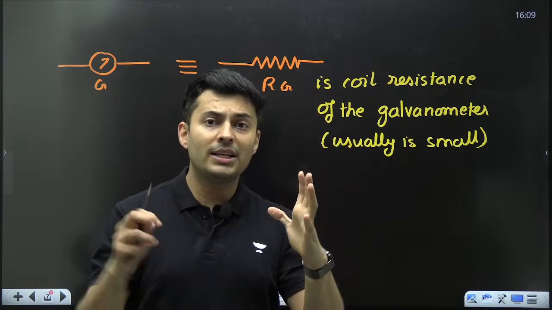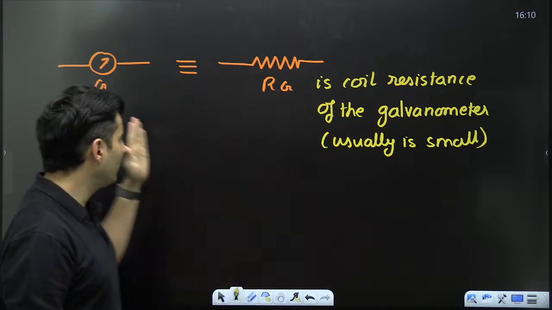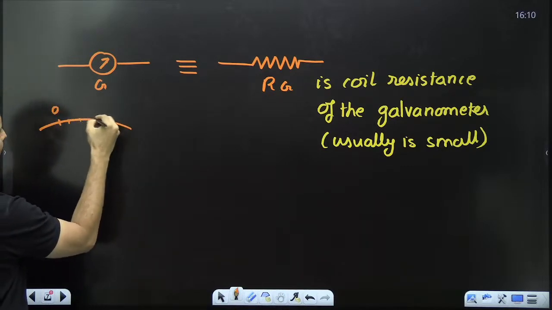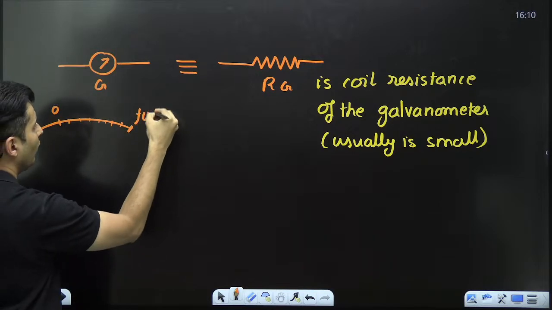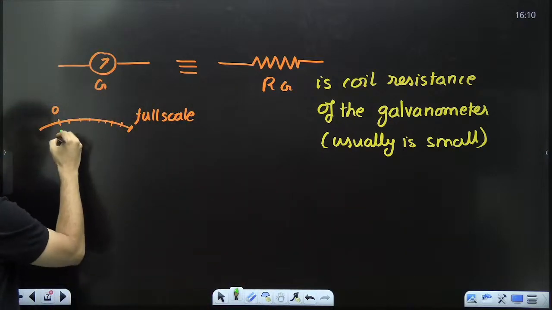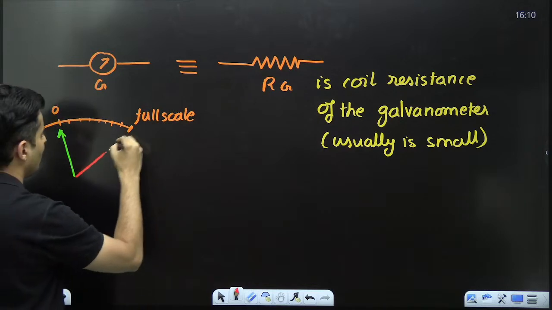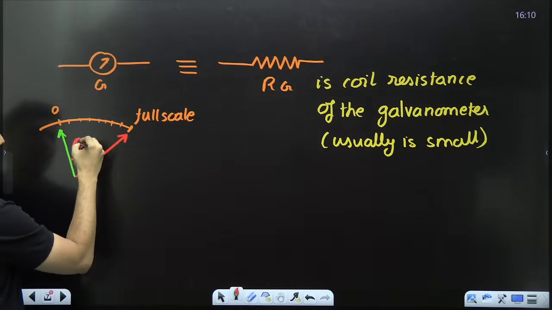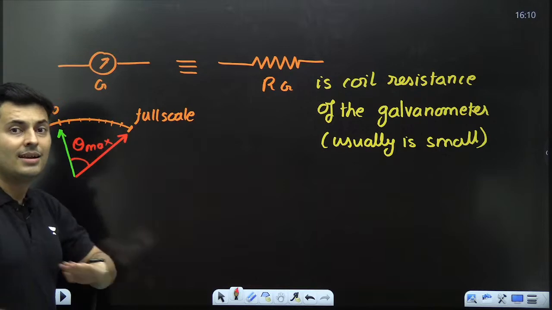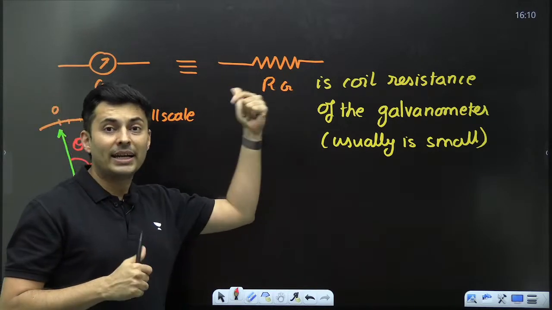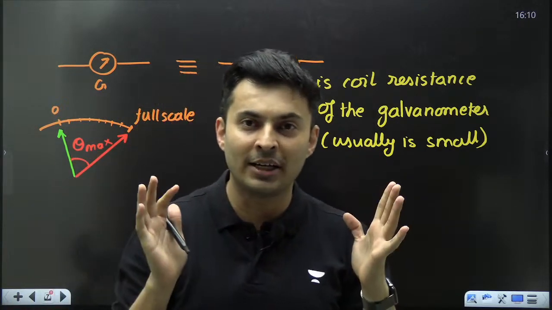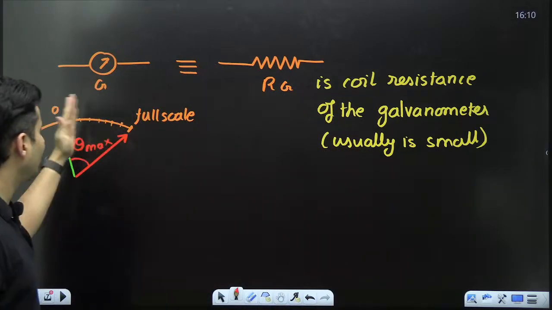Also, there is a limit till which current can flow inside the galvanometer, from 0 to the full scale reading. Think about it. This is when there is no current, and this is when there is maximum current flowing through it. This is your theta max, the maximum deflection which can occur. This will happen when maximum current is flowing through it. The coil might get heated up, it might burn, and it might damage the instrument. So that is the maximum deflection that can occur at full scale.